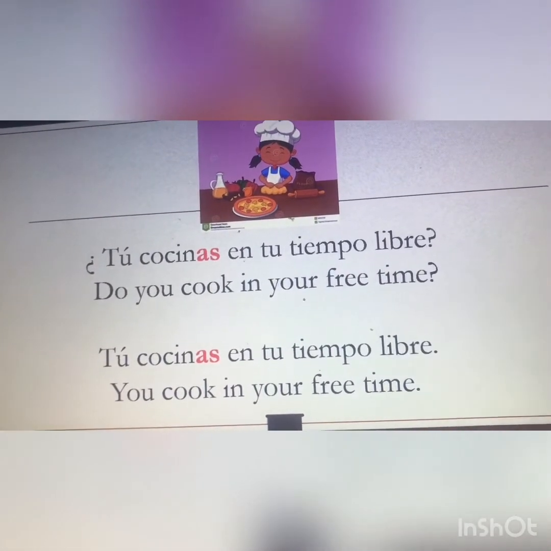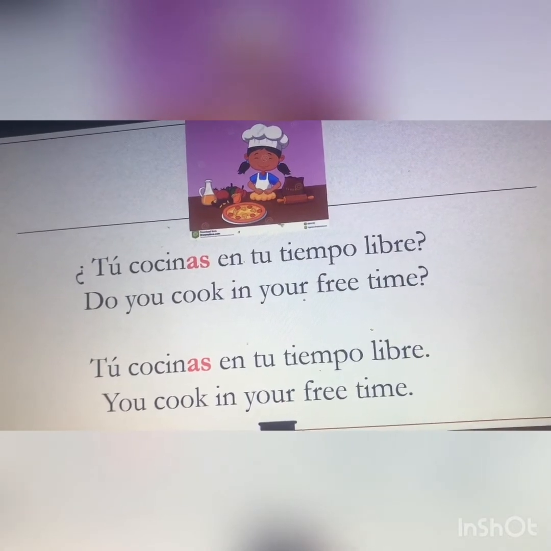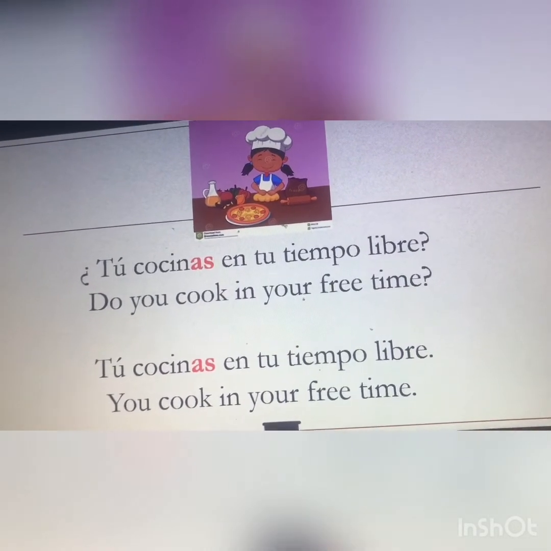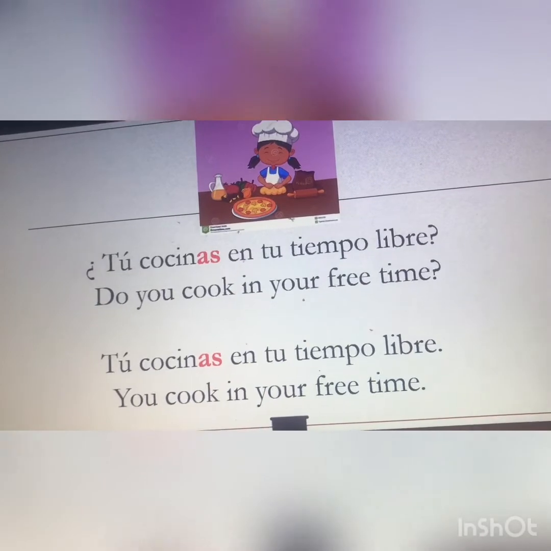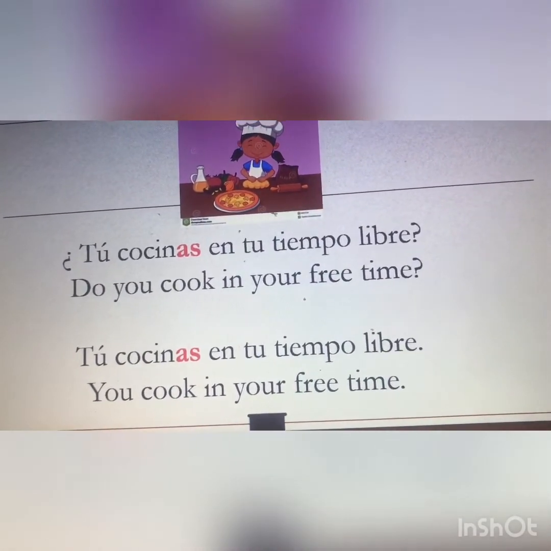So the question would then read, ¿Tú cocinas en tu tiempo libre? Meaning, do you cook in your free time? Or you could make a sentence. You could say, Tú cocinas en tu tiempo libre. You cook in your free time.